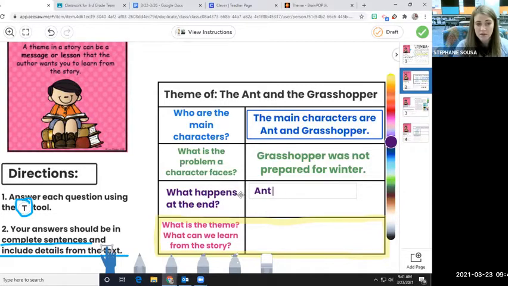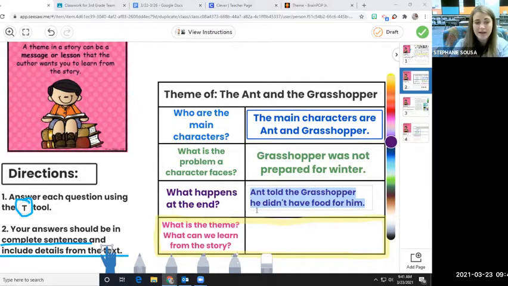Ant told the grasshopper he didn't have food for him. He said, sorry, man, I got to take care of my family. My family is all I planned for. I can't help you. That is what happened at the end.